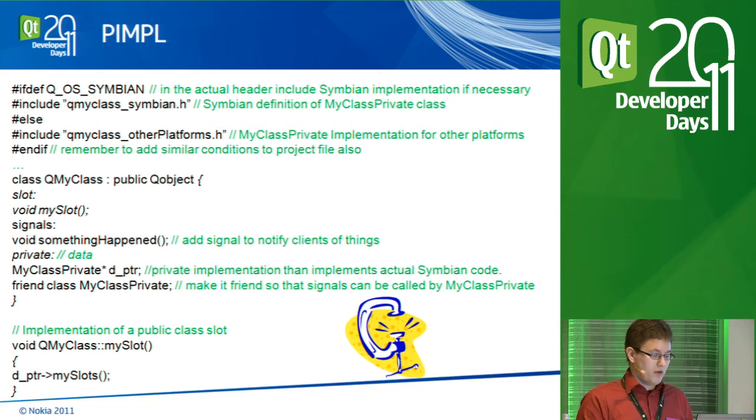which actually implements the Symbian code, and in all the slots or the functions your API offers, you just redirect those calls to the private implementations. What is also important is to make this private implementation a friend of your actual public API class, so that it can call or emit the signals from the actual main class.